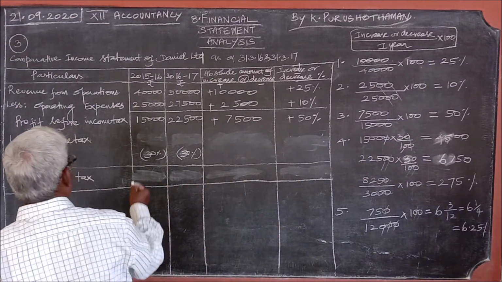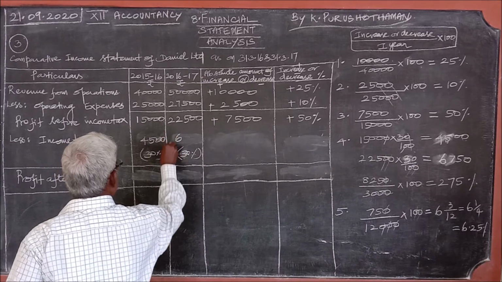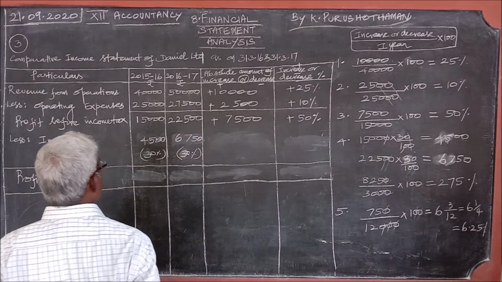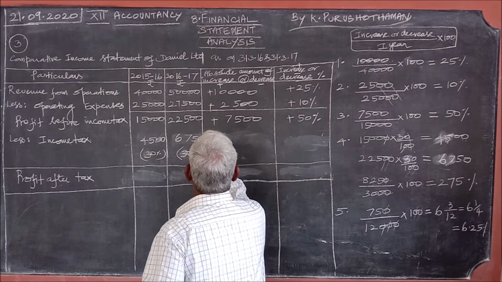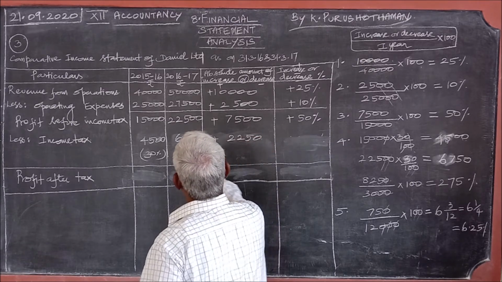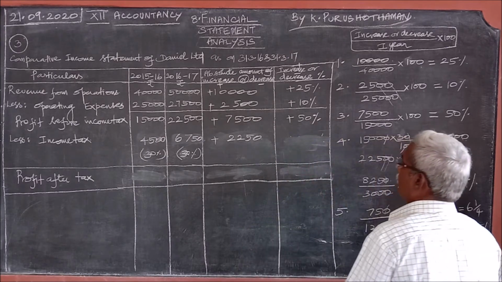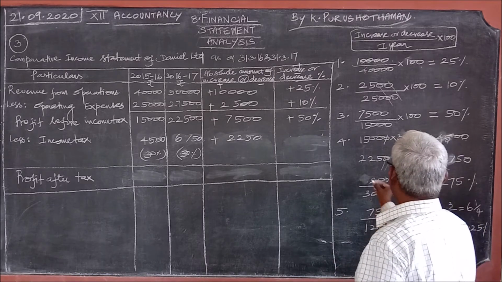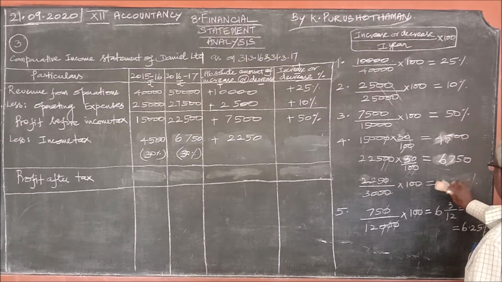First year 4,500, second year 6,750. Now how much is the increase? 2,250. Right, 2,250. So for 2,250 we should find the increase or decrease. 2,250. So what must it be?